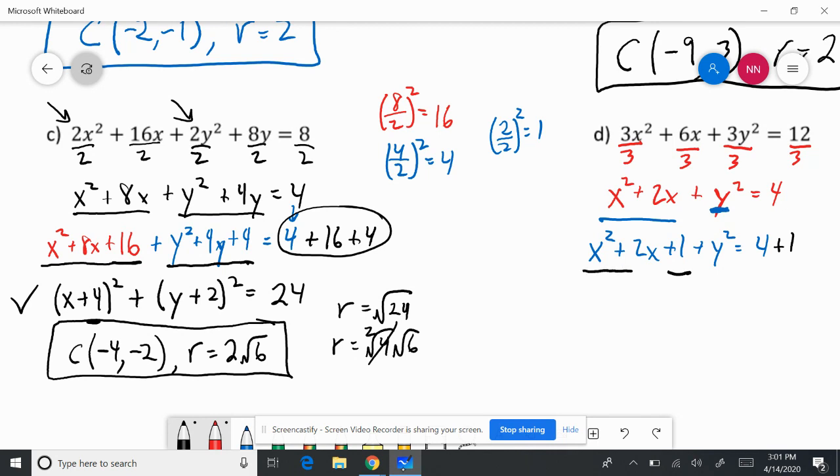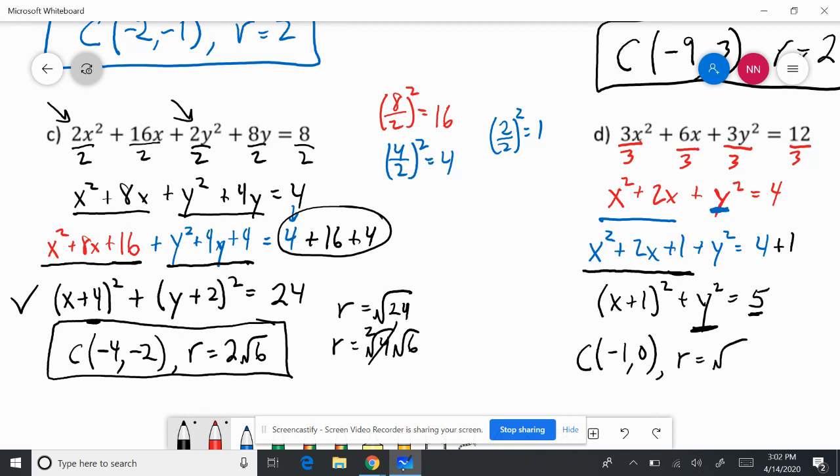Now I'm going to factor my trinomial, and I get x plus 1 squared. The y I just bring down, and 4 plus 1 is 5. So the center of my circle would be -1 and 0, because the y squared would just be 0. And then the radius, the square root of 5, is really easy. It's just the square root of 5. And that right there would be my answer.